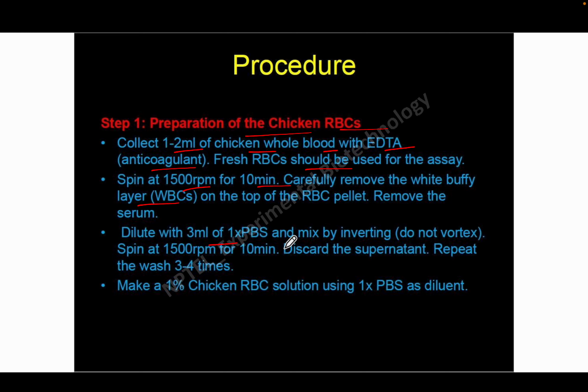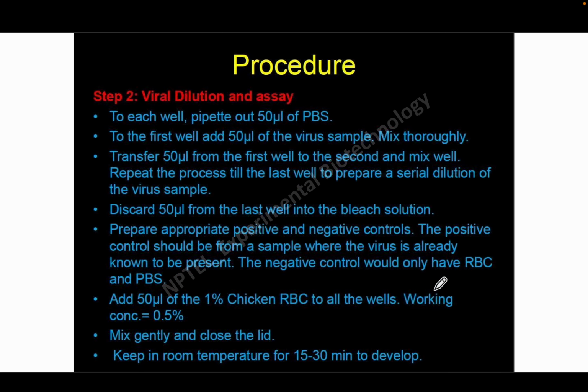Dilute with 3 ml 1x PBS and mix by inverting. Spin at 1500. Discard the supernatant and repeat. Make a 1% chicken RBC solution using 1x PBS and dilute.